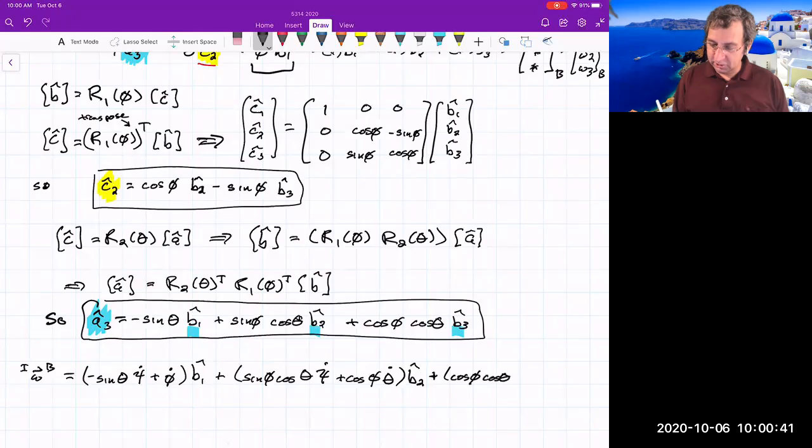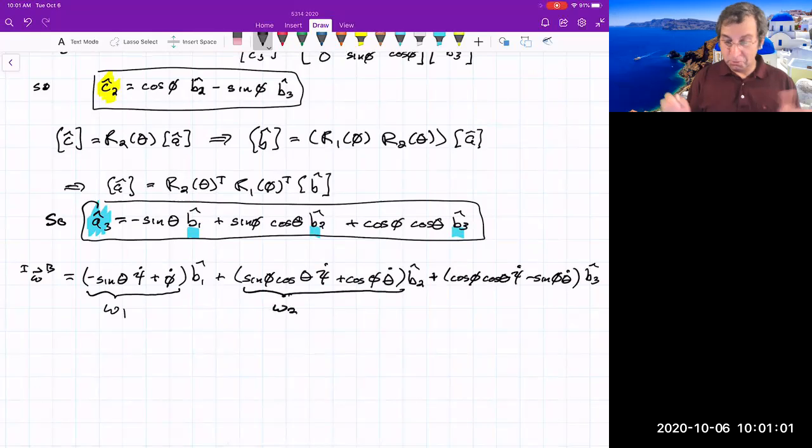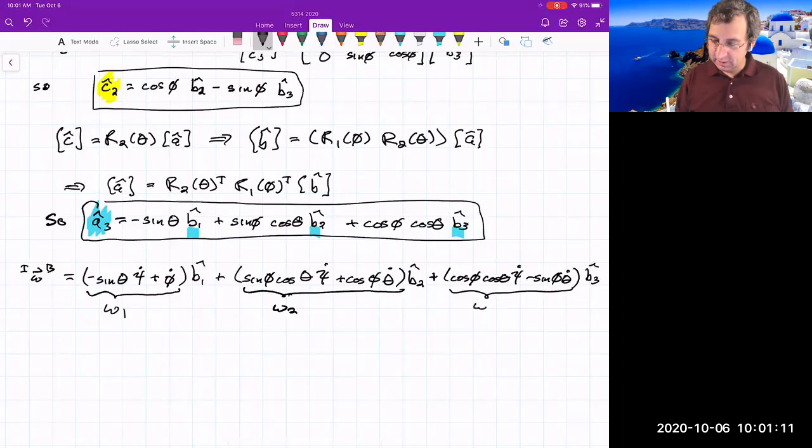Okay, so we've got this final term, this B3 term. Sine phi theta dot, it's the B3 component. Oh, okay, there we go. So this term is omega 1. This term is omega 2. That's what defines omega 2. It's in the B2 direction. It's the B2 component of omega. And this is omega 3. So we'll just write this and summarize this in matrix form.